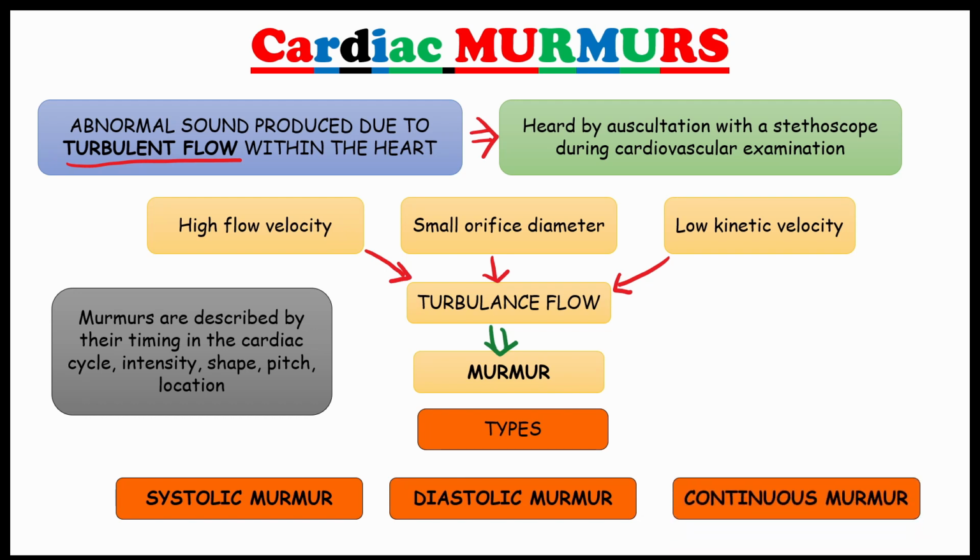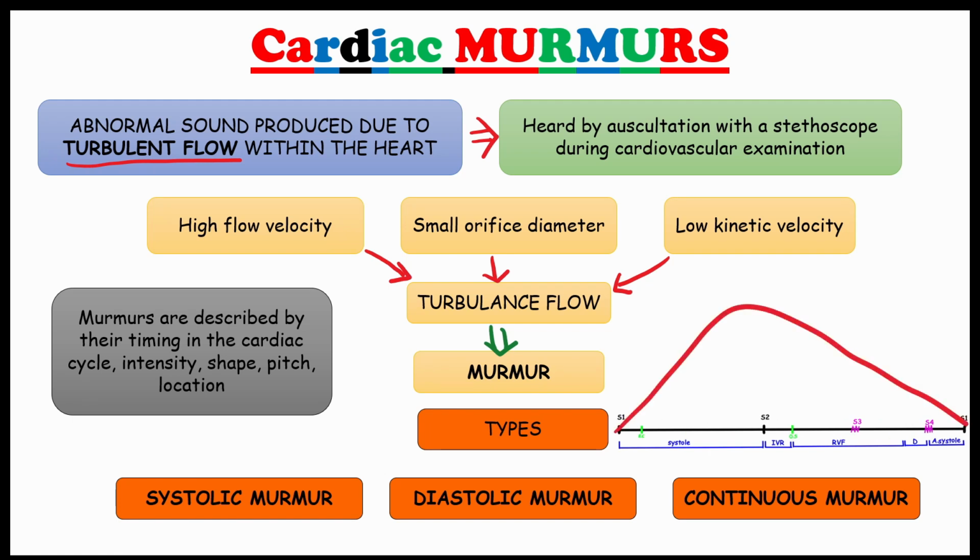And the last is continuous murmur. This has two characteristics. First is murmur should be present in systolic and diastolic phase. And the second is peak of the murmur should be on S2. In this video, we will focus on diastolic murmur. In the next video, we will see systolic and continuous murmur.